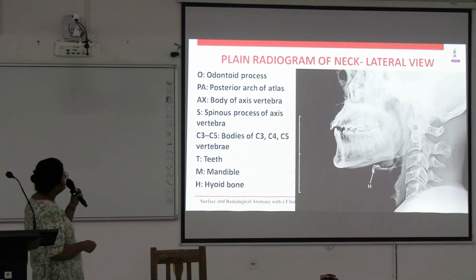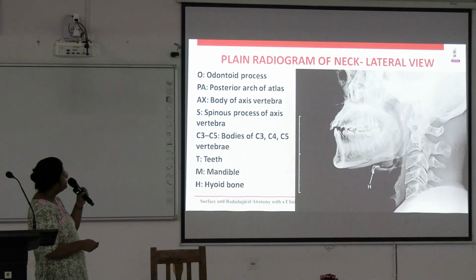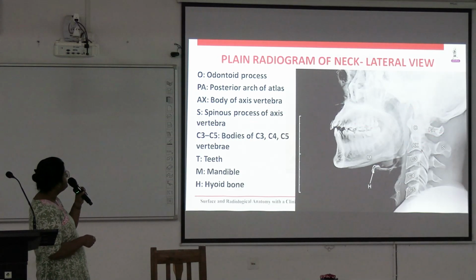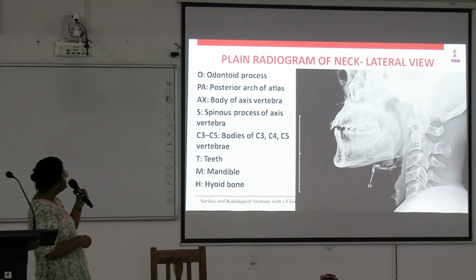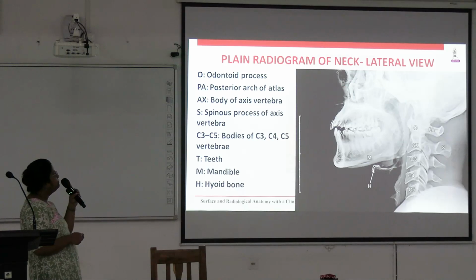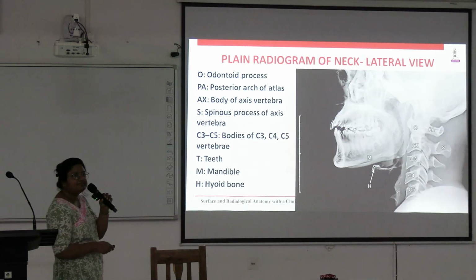So all these structures we have seen: odontoid process, posterior arch of atlas, body of axis, spinous process of axis, bodies of C3 to C5, the teeth, mandible and hyoid bone. All these are visible in the lateral view of the neck.